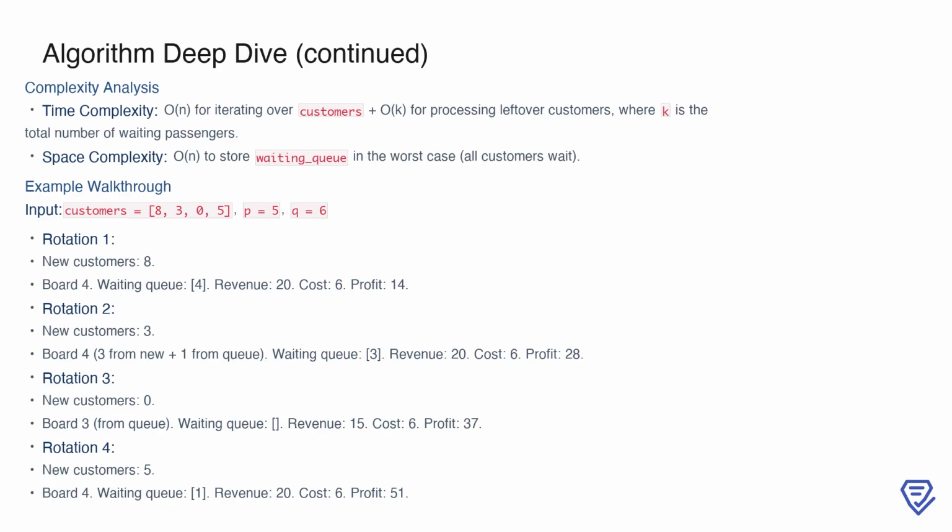Suppose we have an input of customers equals [8, 3, 0, 5], with p equals 5 and q equals 6. In the first rotation, there are 8 new customers. We board 4 passengers, leaving 4 in the queue. The revenue is 20, the cost is 6, and the profit becomes 14.